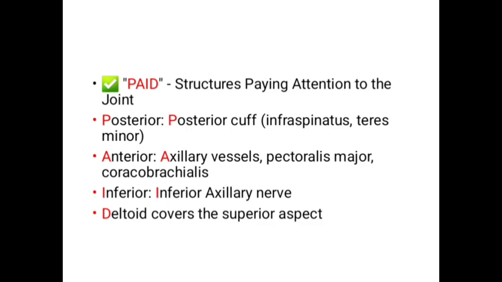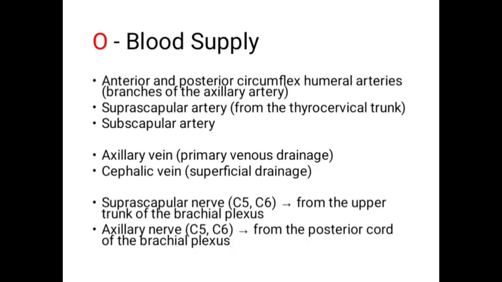P for posterior cuff, which is infraspinatus and teres minor. A for anterior, A for axillary versus. Other anterior relations include pectoralis major and coracobrachialis. I for inferior, axillary artery. D for deltoid that covers the superior aspect, forming the superior relations.